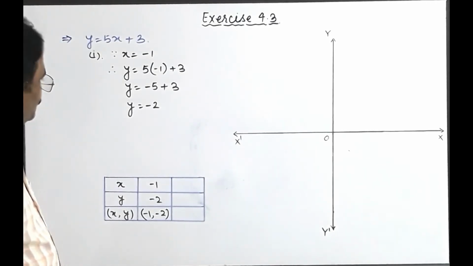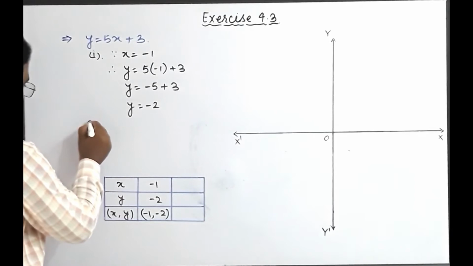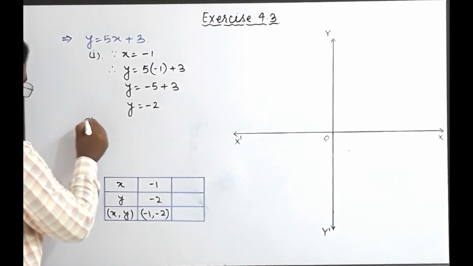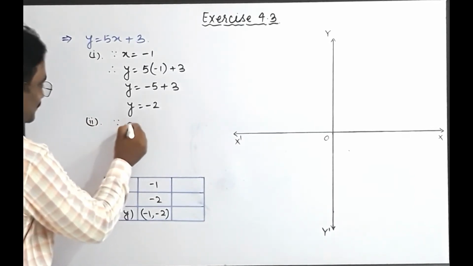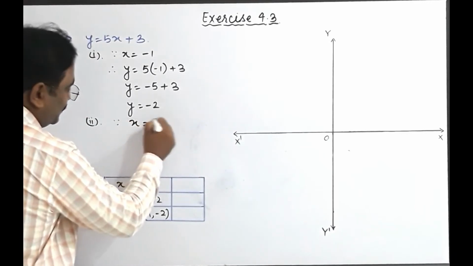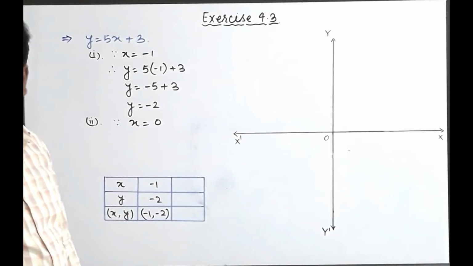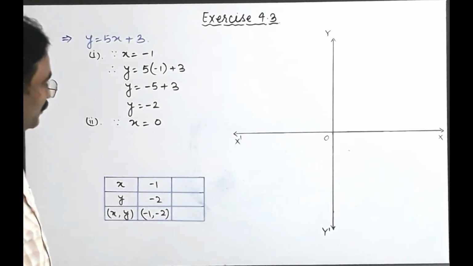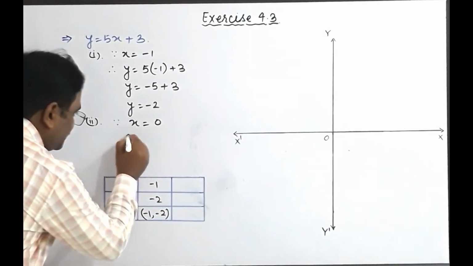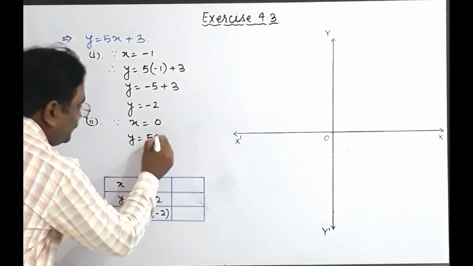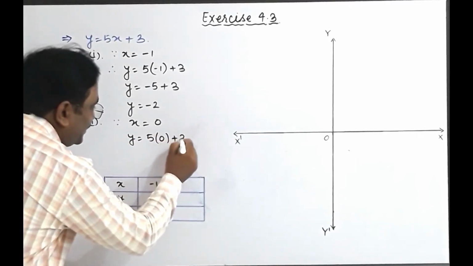For the second solution, let us take x is equal to 0. X की value 0 substitute करते हैं इस equation में. So let us see what will be the corresponding value of y. So y is equal to 5 into x, which is 0, plus 3.